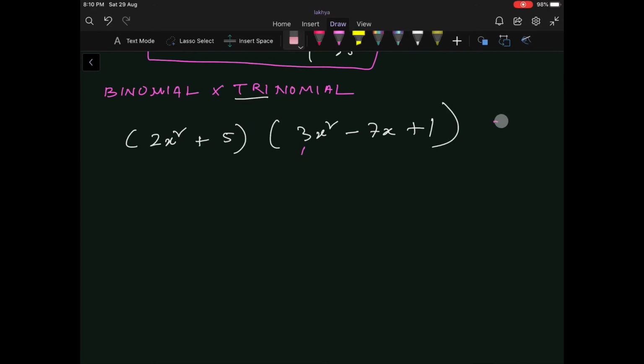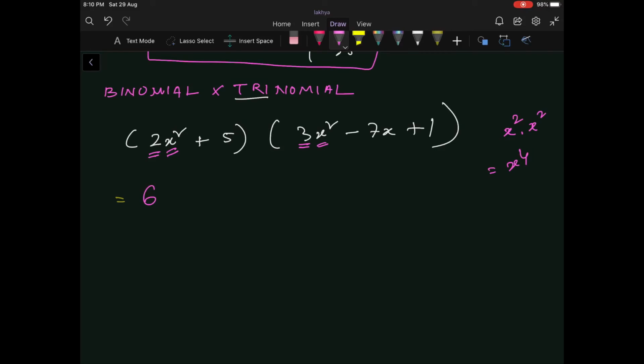Now first, we have to multiply twice x square with thrice x square. In that case just write twice x square into thrice x square, or if you have understood, you can directly multiply. It's very simple. First multiply the coefficients: 2 times 3 is 6. Then x square into x square will be x to the power 4.